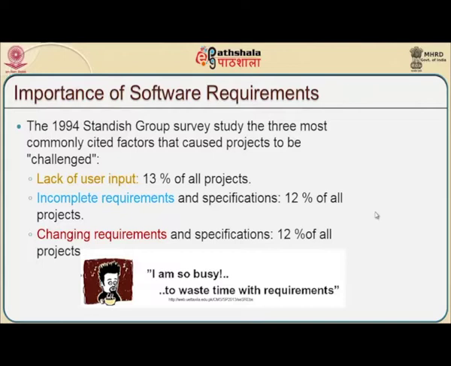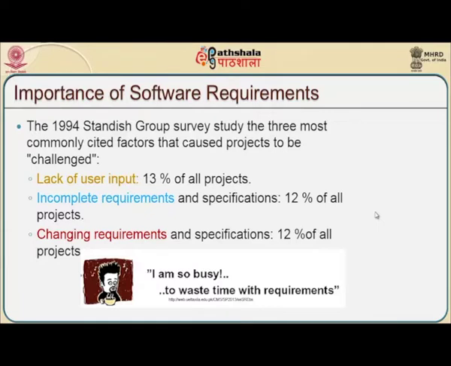Talking about the importance of software requirements, in 1994 a Standish Group survey study found the first three most commonly cited factors that caused projects to be challenged. One is the lack of user input. Whenever we look at requirements, we study them as functional requirements or non-functional requirements. If it is conceived as a functional requirement, then I will list out a list of features. These features would include user inputs.